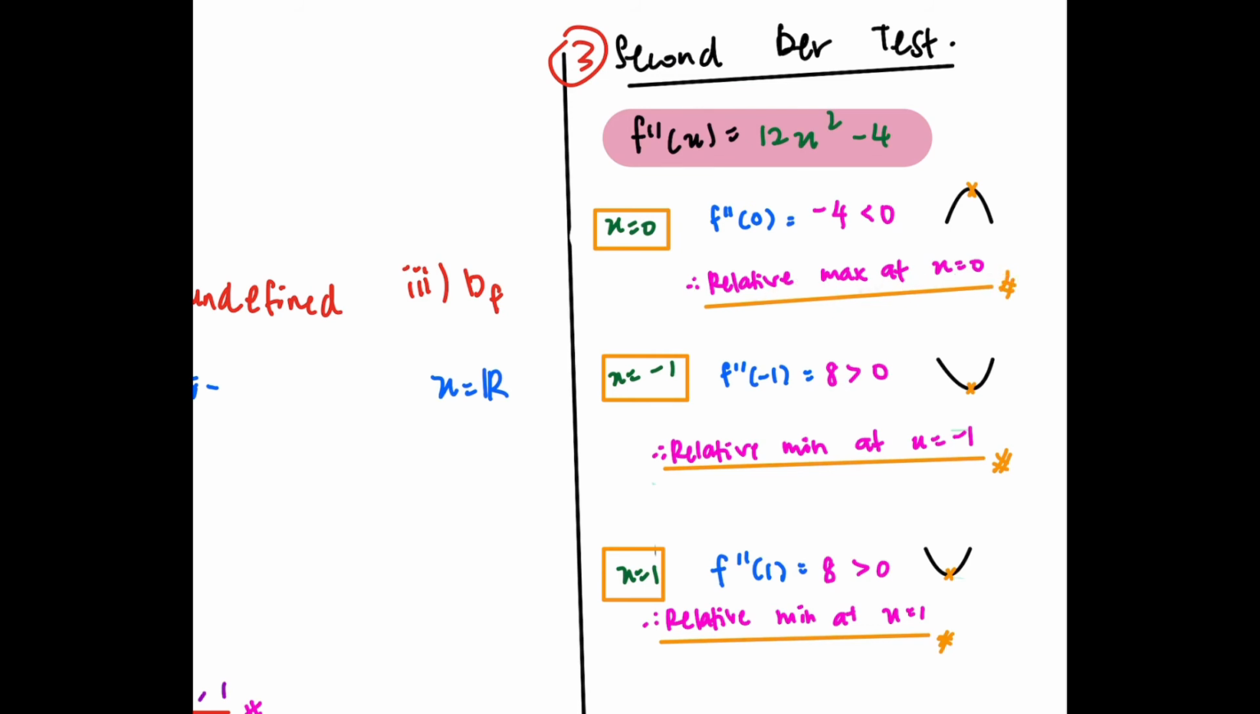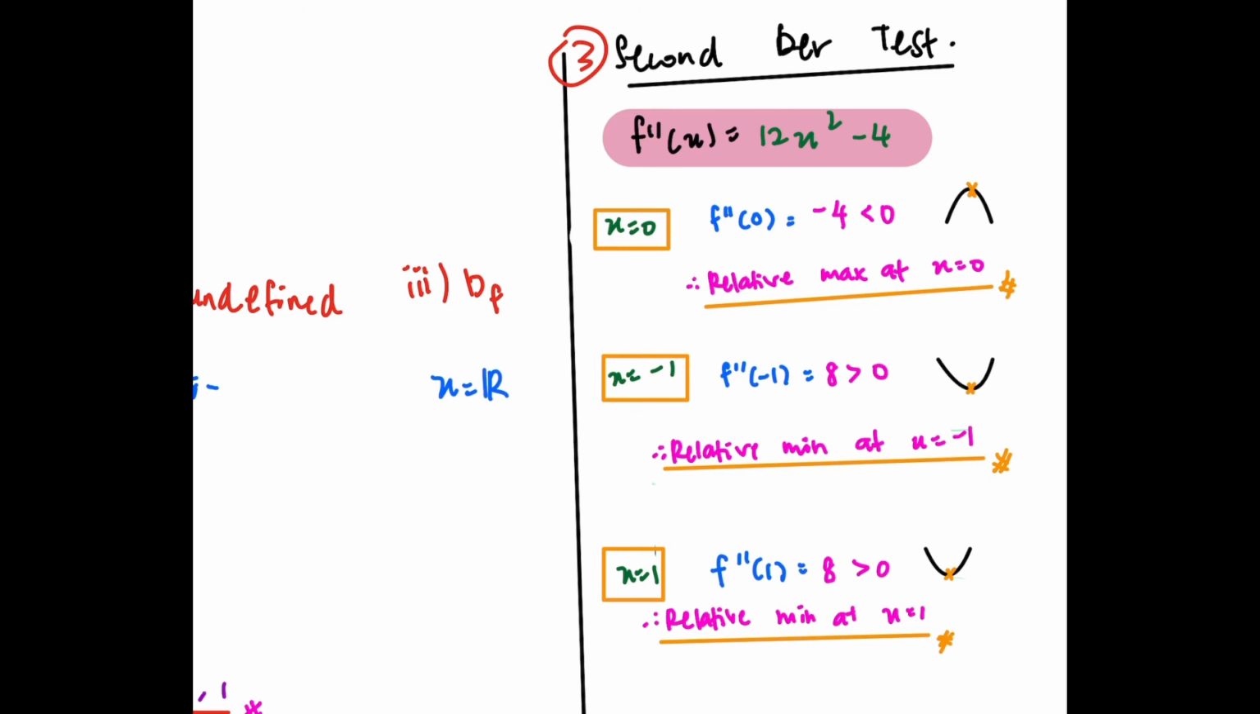Now let's proceed with the point x equal to negative 1. Let's fill in f double prime of negative 1. Whenever you see x, substitute with negative 1. The result will give you 8. 8 is positive, so it is a smiley graph, concave up. Therefore, it is very clear that you have a relative minimum. So let's conclude: you have a relative minimum at x equal to negative 1.